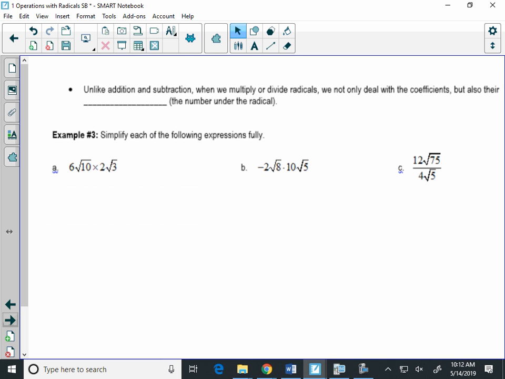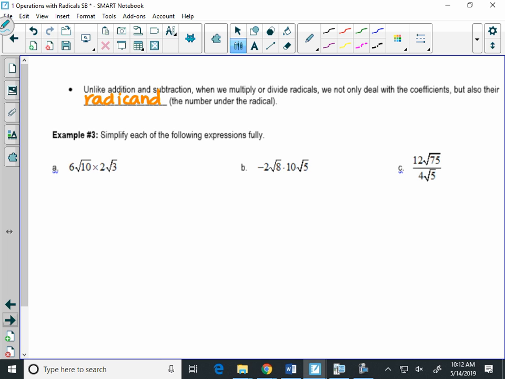Unlike addition and subtraction, when we multiply or divide radicals, we not only deal with the coefficients, but also their radicands, which is just the number underneath the radical. So add and subtract, you only change the coefficients on a radical. Multiplying and dividing, you change everything. You can multiply the coefficients, you can multiply the radicals. Okay, everything changes. So we take a look at some examples.